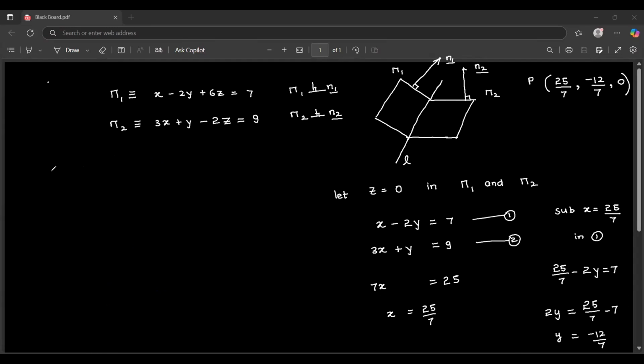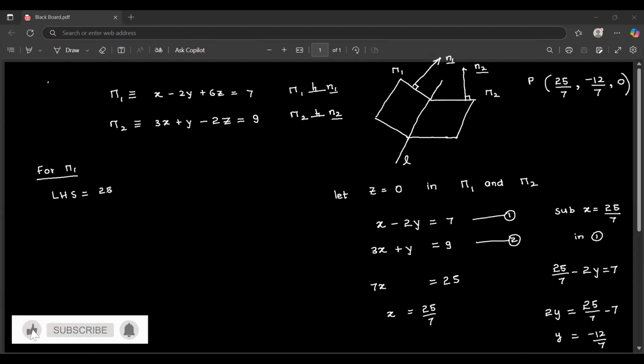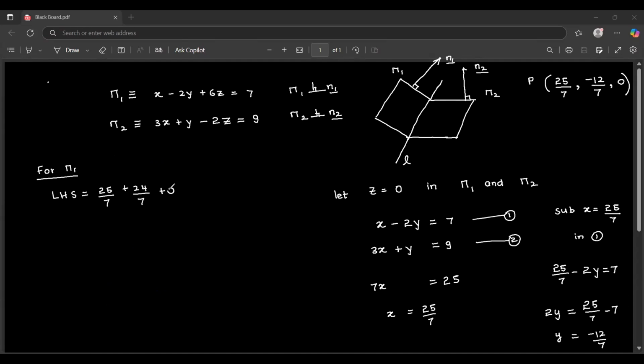So we are verifying for pi 1. We have the left hand side, LHS, which can be given as 25 over 7 minus 2y, so it will be plus 24 over 7, plus 0, that is equal to 49 over 7, which is equal to 7. So this is equal to the right hand side, which means point P lies on pi 1.